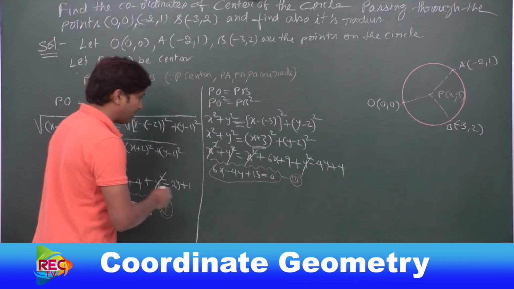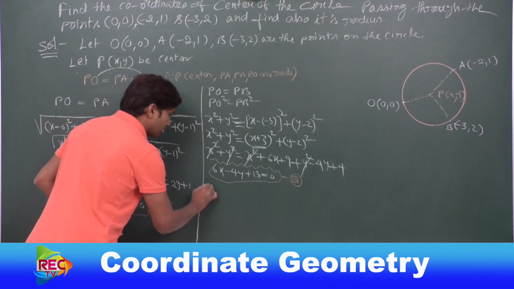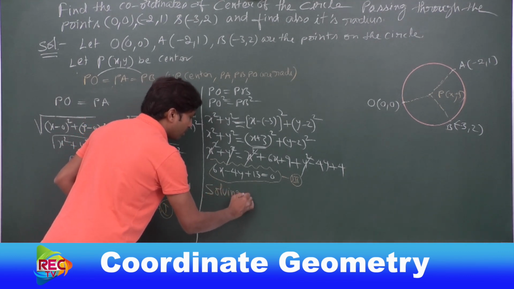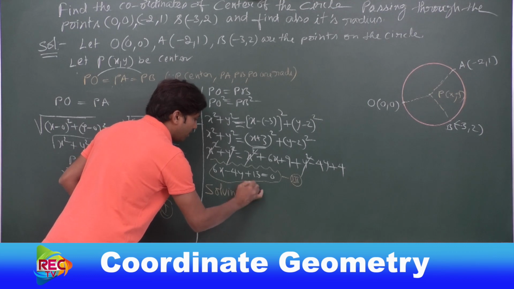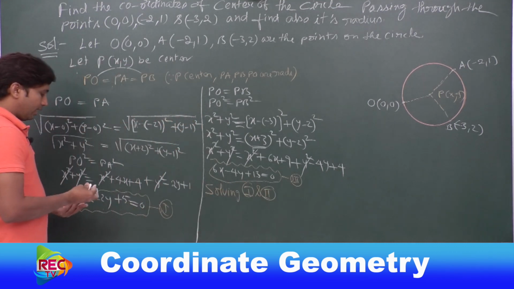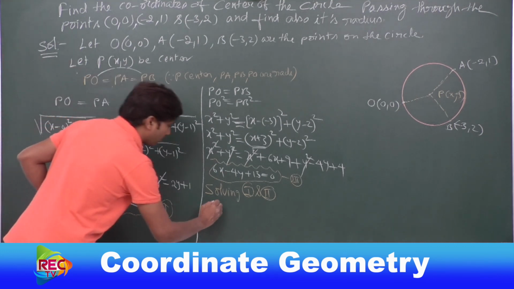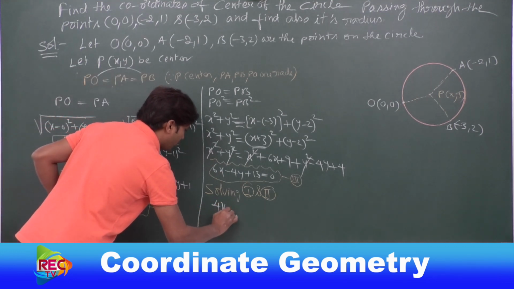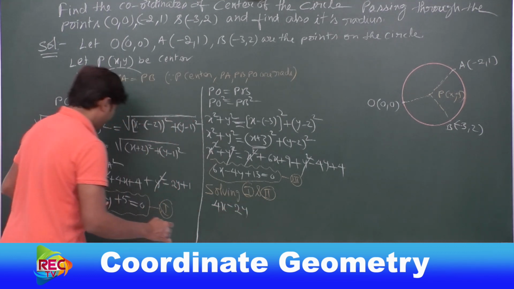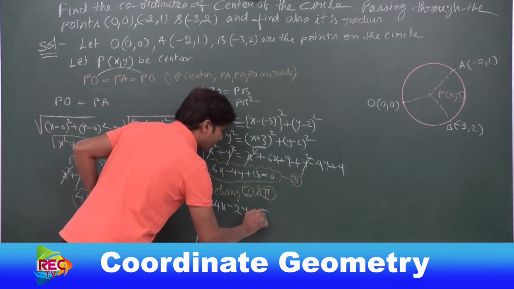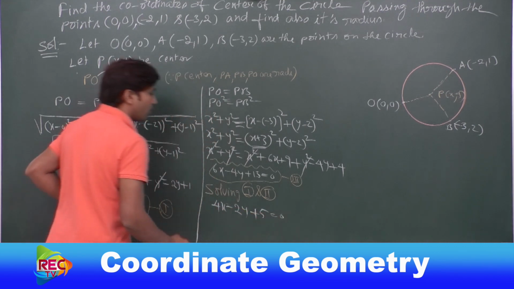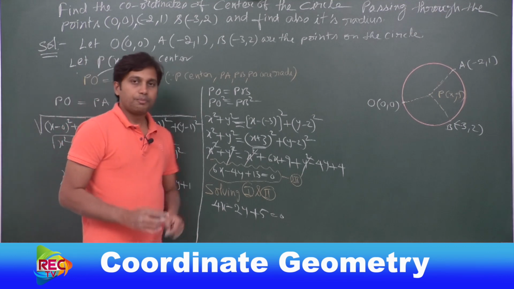Okay, solving equations 1 and 2. How to solve them? I think you know about the solving process. Okay, 4x minus 2y plus 5 equal to 0. Okay, we will take it.